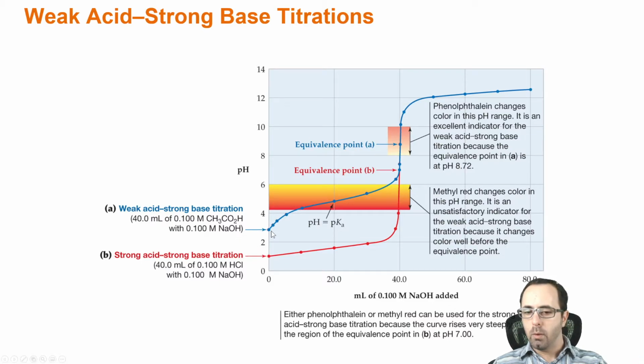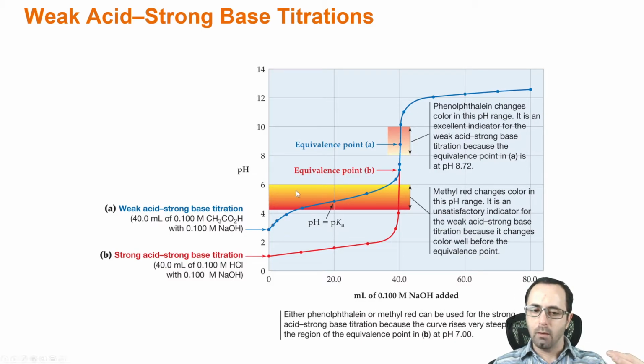Then we begin to add sodium hydroxide. And since they're both 0.1 molar and we're starting with 40 milliliters of acetic acid, the equivalence point will come when we've added also 40 milliliters of sodium hydroxide. And you can see here that the equivalence point for the weak acid strong base titration happens at a higher pH than it does for the strong acid strong base titration.